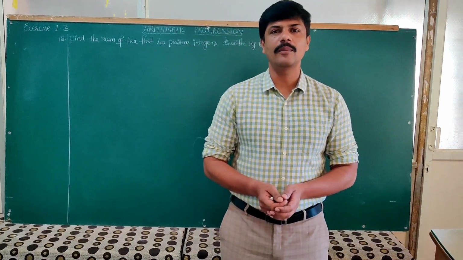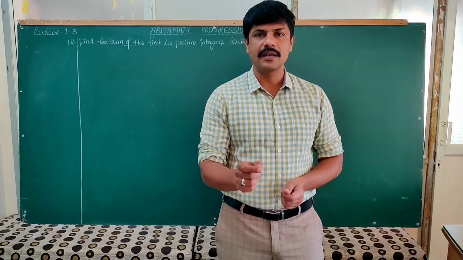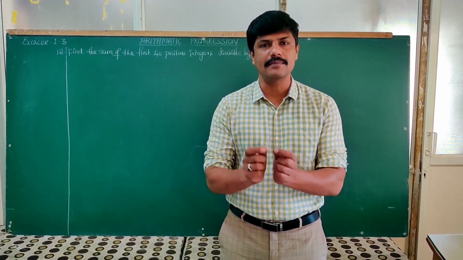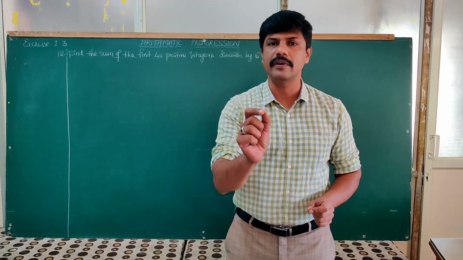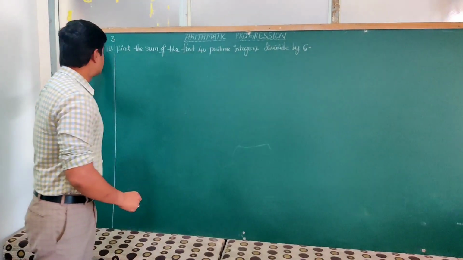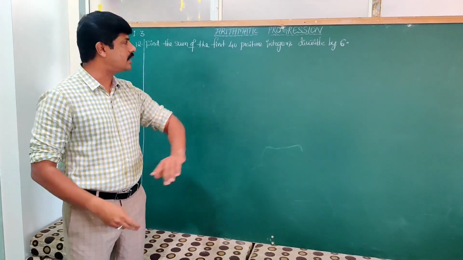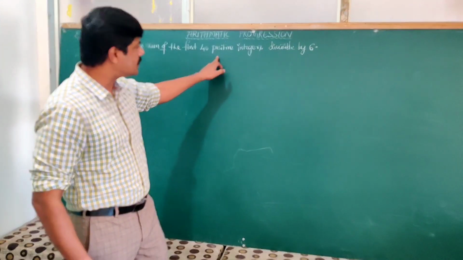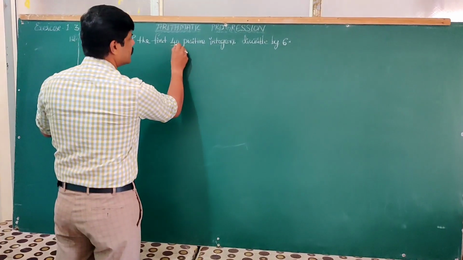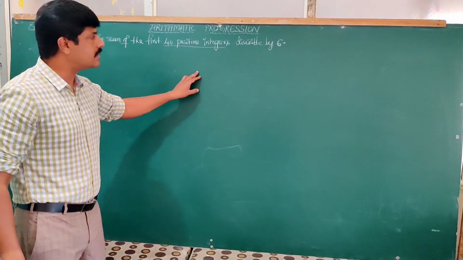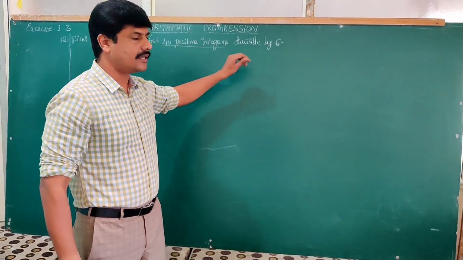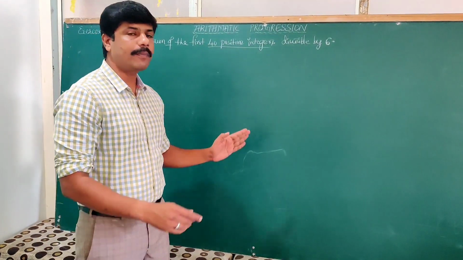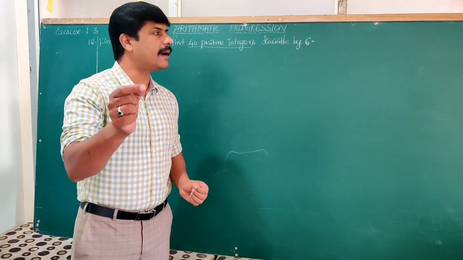The simple way to remove the fear of mathematics is to understand mathematics and practice properly. If we understand and practice mathematics properly, mathematics becomes very easy. Now we will deal with exercise 1.3, problem 12 of arithmetic progression, which asks us to find the sum of the first 40 positive integers divisible by 6.